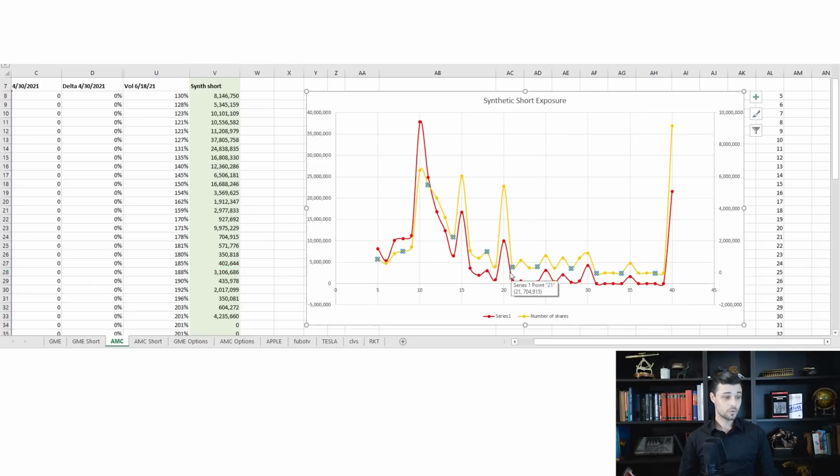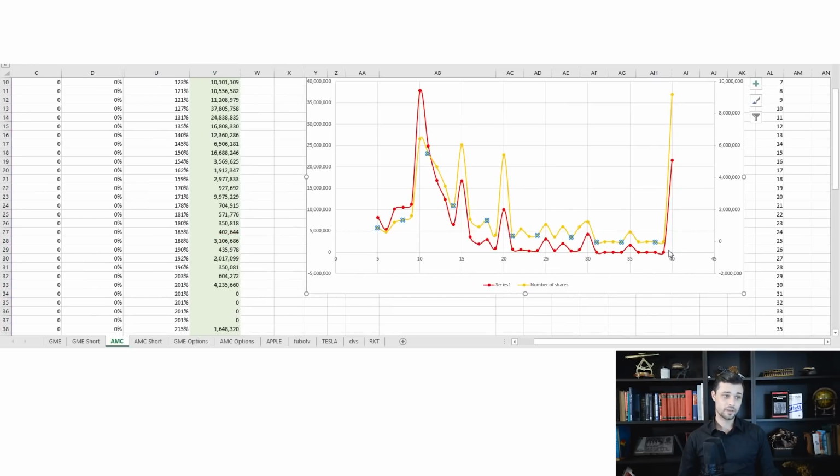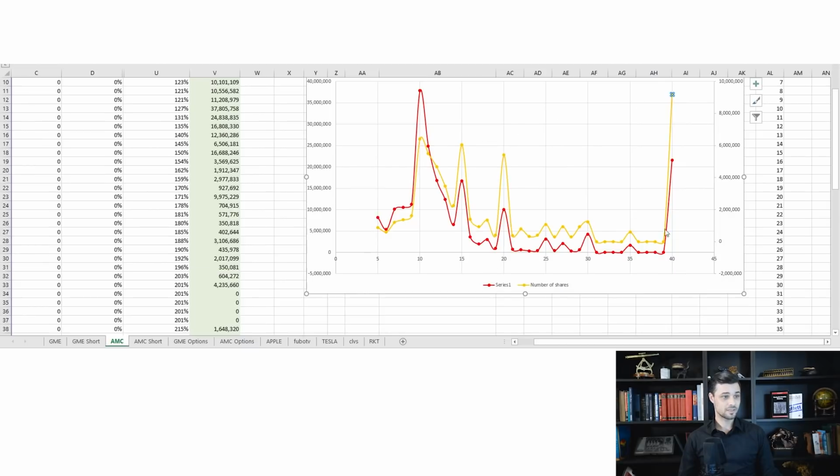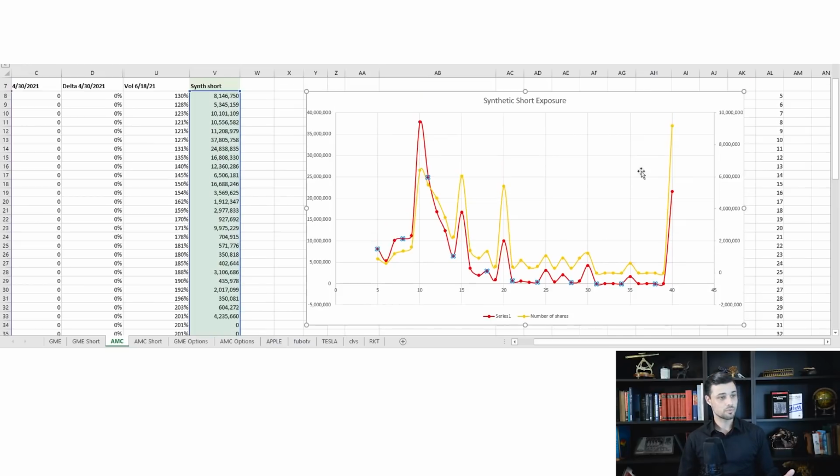So for example, you can see that on the 40 strike, the total number of shares is the biggest. All right, this is the yellow curve that is here, but the exposure is not the biggest because once again, this is an out of the money option. So you can see that the yellow curve is the highest here. The highest point is at the 40 level, but the red curve, which is the exposure, is actually the highest at the 10 level strike.